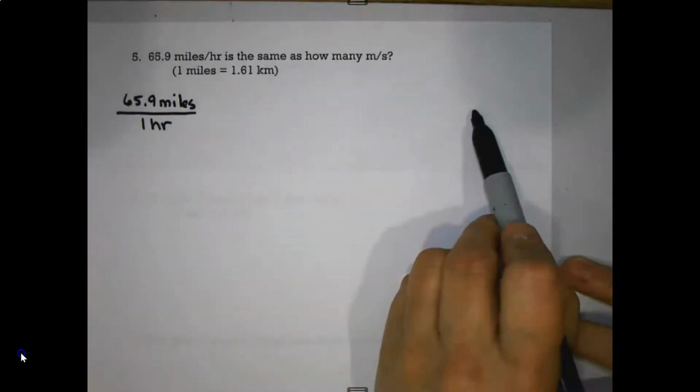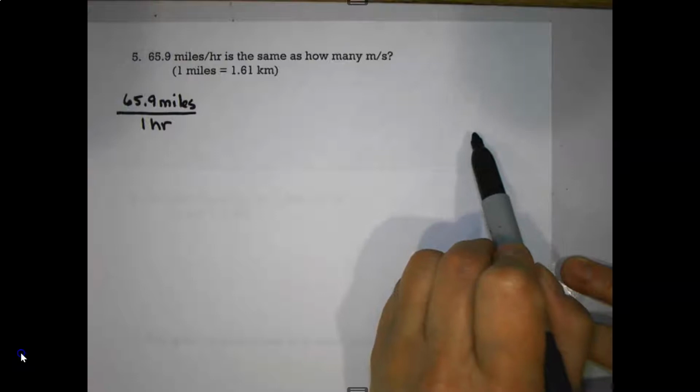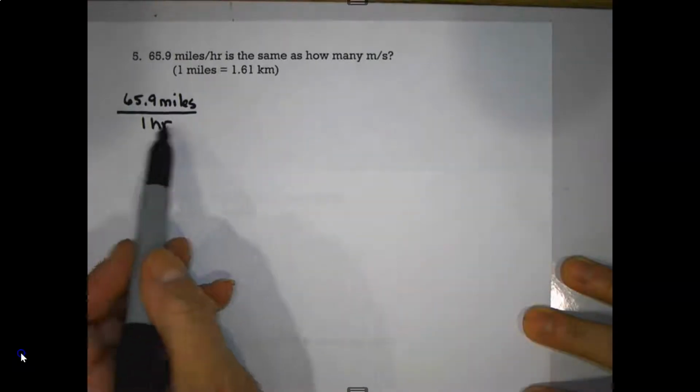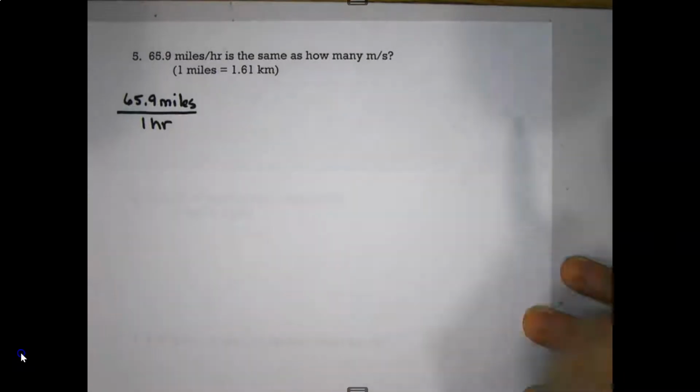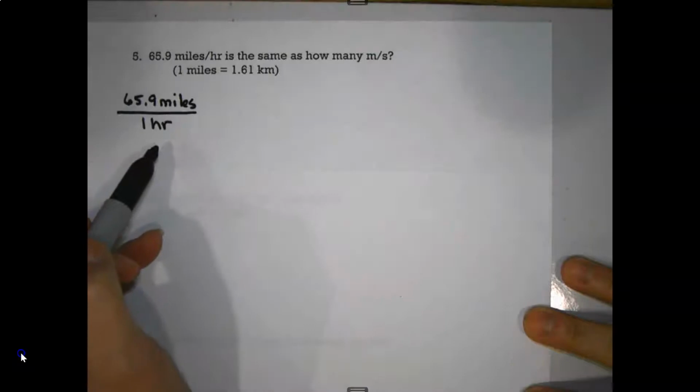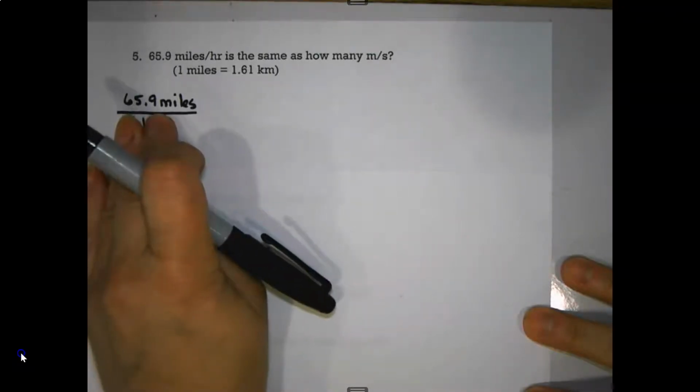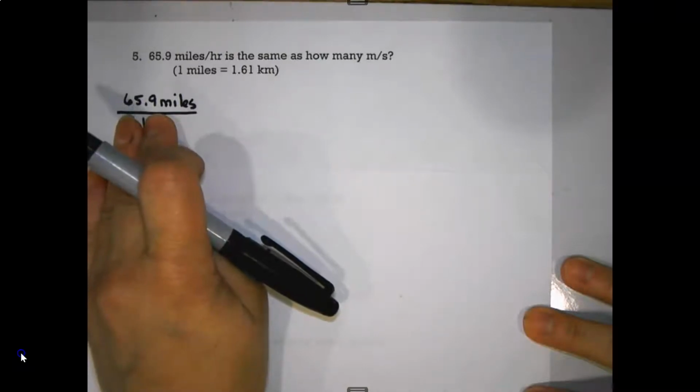Over here, I have to get meters on top, seconds on bottom. So it makes sense. Hours to seconds in the denominator, miles to meters in the numerator. Okay? How do I do this? I don't have to do it all at once. I'm going to do 1 unit at a time. So let's do the miles first. So we're going to pretend that hour isn't even there. I'm just going to focus on the mile part.